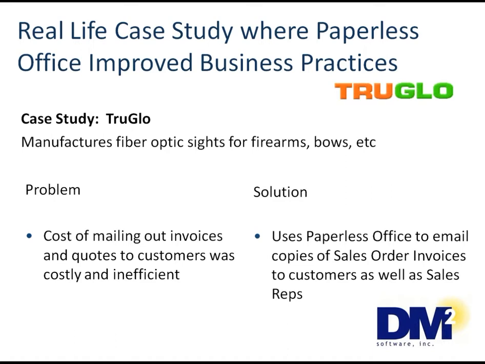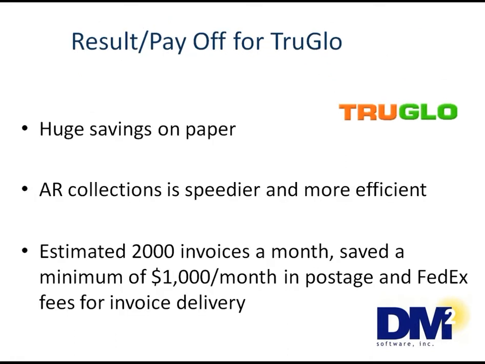So what they implemented was the Paperless Office electronic forms delivery, and now they email copies of those invoices to the customers, and they copy all their sales reps on those invoices that are sent out, so it gives them insight into what was sent to the customer. And the payoff was a huge savings on paper. They're no longer having to print out those invoices.